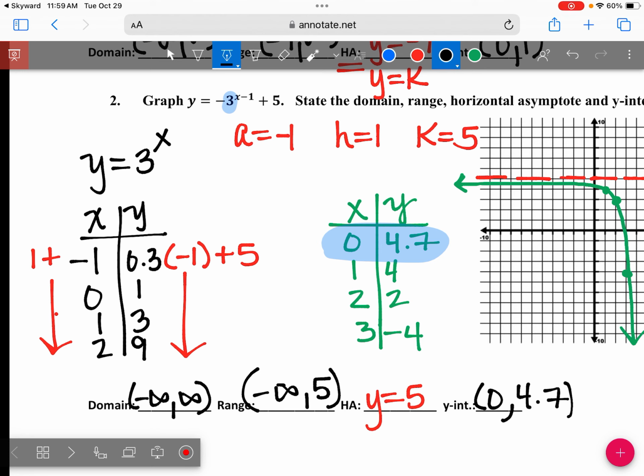All right, so now let's flip it over. Below, less than. So if it was on top of the 5, then it'll be 5 to infinity.